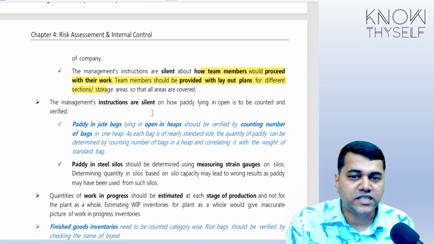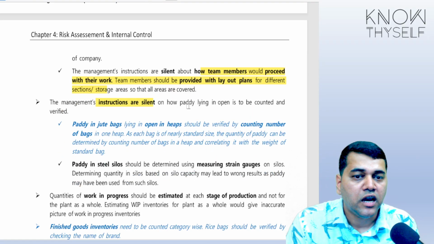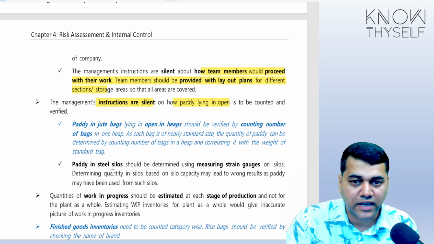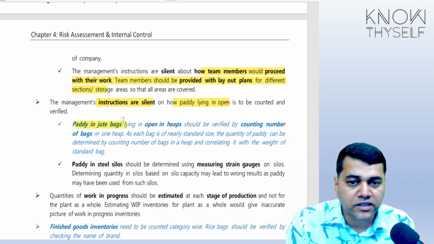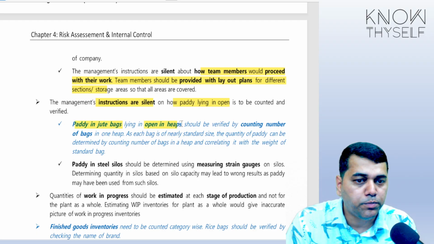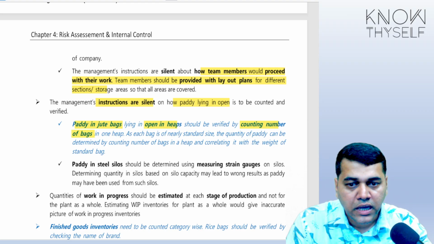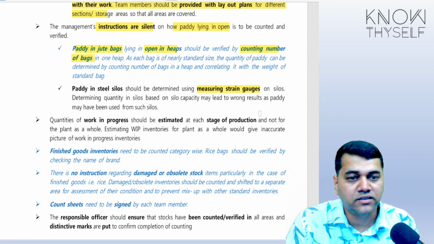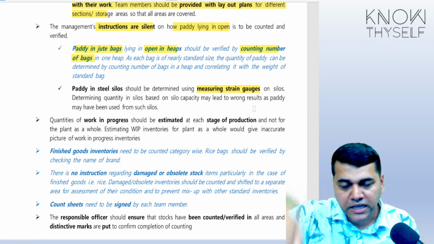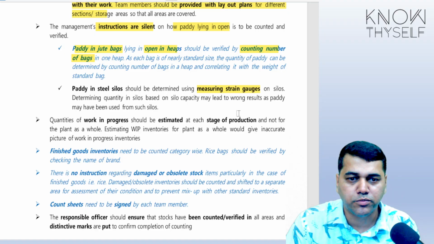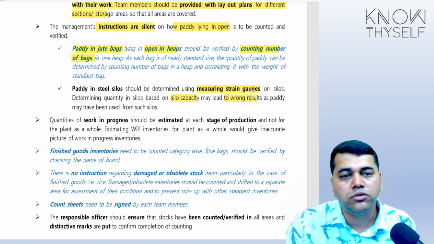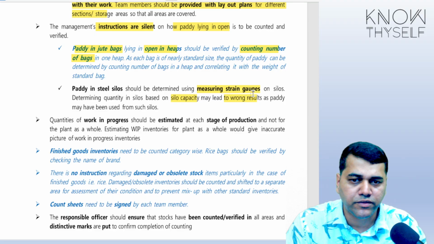Next, management instructions are silent on how paddy lying in the open is counted. Okay, they told only about the silos. Now, paddy in jute bags lying in an open heap should be verified by counting the number of bags. Okay, like you count. And paddy in the silo should be measured using strain gauges. That means there will be some gauging, dipping, or measuring instrument. So determining quantity in a silo based on the silo capacity may lead to wrong results. So you have got a gauge, you verify with it.